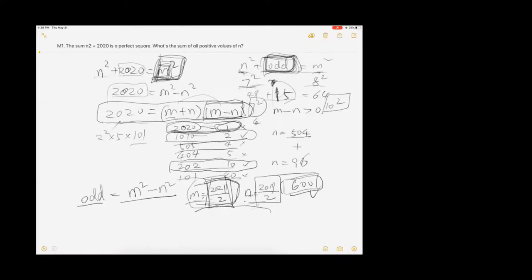Remember the problem said the sum of all positive values of n, where n squared plus 2020 is a perfect square. That means you set this as m squared. m squared is a perfect square, right?